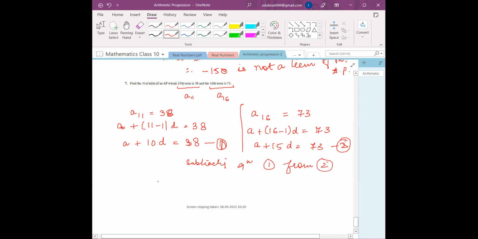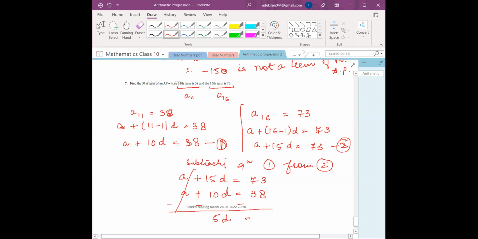So 1 from 2, I'm doing. So A is gone. 15D minus 10D. Okay, we could write it properly. Sometimes I just skip some mistakes and I hope that you will write it properly, but anyway, I'm writing. Okay. So this one gone, like A gone.